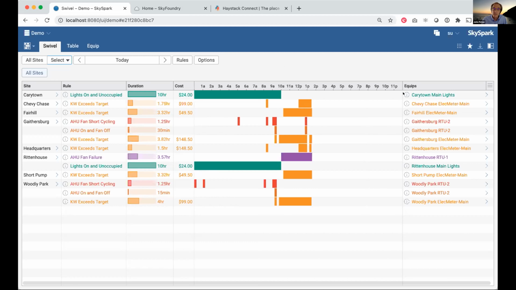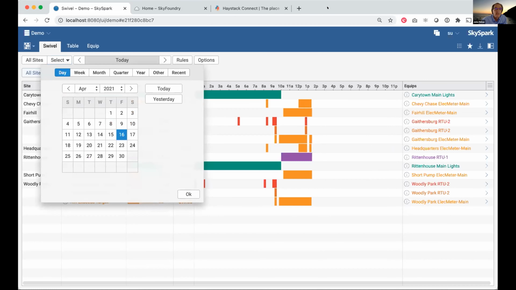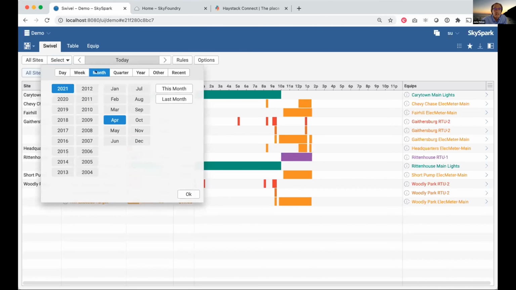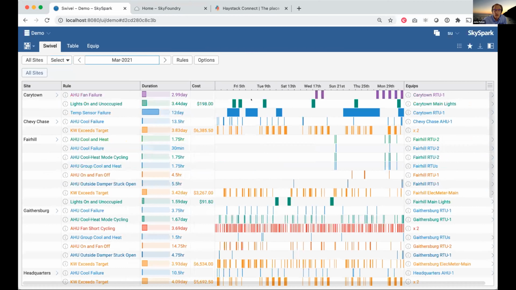So what we're seeing in this view, which is automatically generated by the software, is a quick visual indicator of what the problems are, where they are, how long they last, exactly what time they occurred, which equipment they're associated with, and even the cost. Now, a lot of issues that you detect are immediate, but there are lots of analytics that form over a period of time. So I'm going to go back in time in these facilities and look at last month to see how we could look at an entire monthly view of our results. Again, we have our sites, our rules, our durations, and our costs.